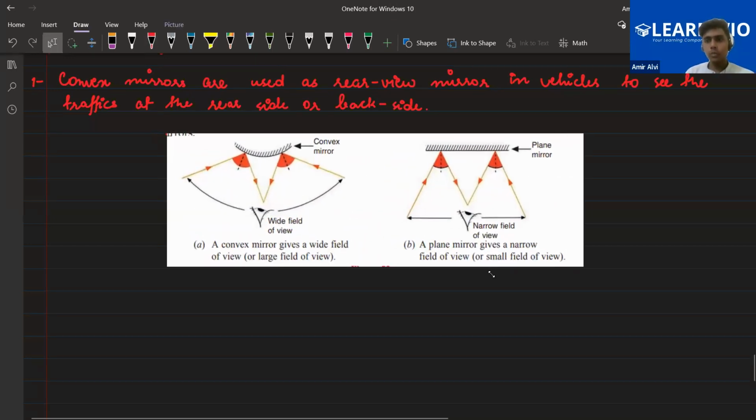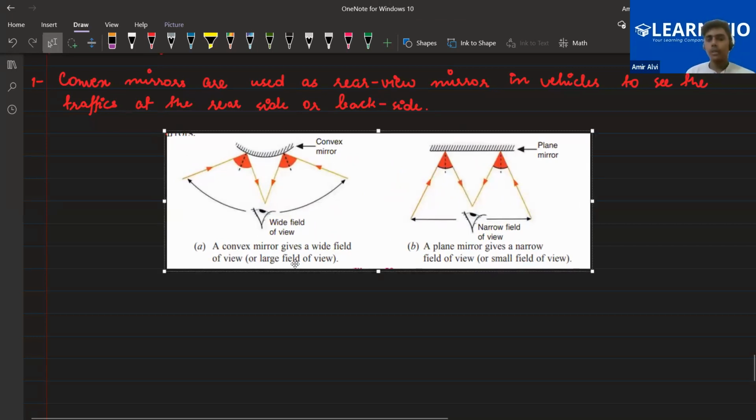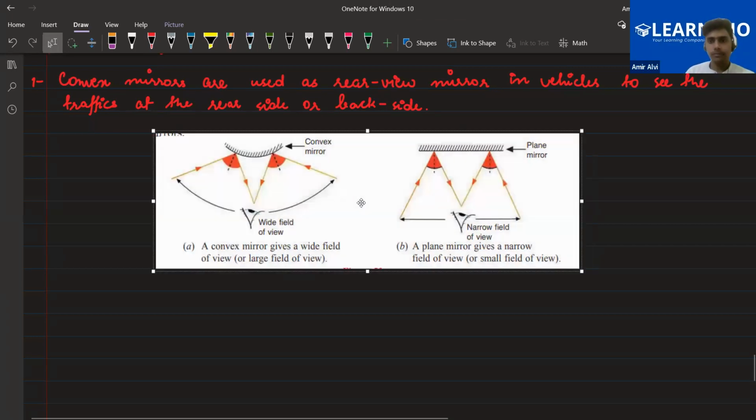So that is the difference if we use the plane mirror or the convex mirror in place of that. You can see the rays are spreading out. This is a wide vision. And if we have this, it is a narrow field of view, and this is a wider field of view. Got it, everybody? Why do we use convex in place of a plane or any other mirror?